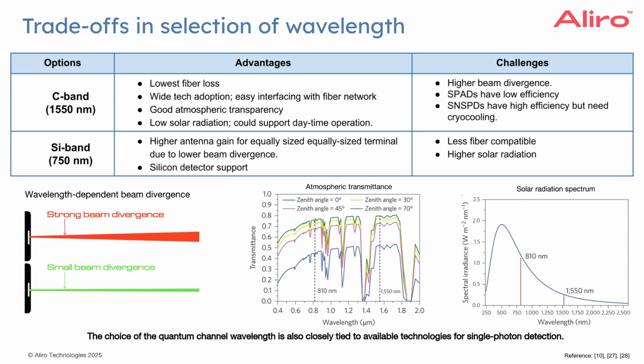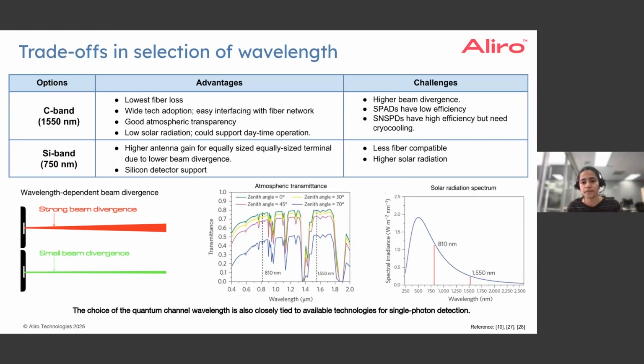However, it's interesting to note that there is higher solar radiation at the 810 nanometer band or 780 nanometer band because of the sun, and this solar radiation can creep in as a source of noise when one wants to be moving towards daytime operation for QKD. So if there is interest in daytime operation for QKD, it would be more suitable to move towards the telecommunication or 1550 band, which has lower sources of noise coming from solar radiation.